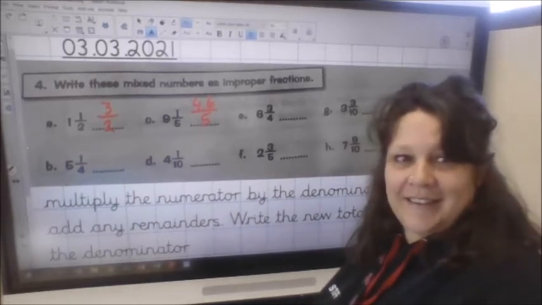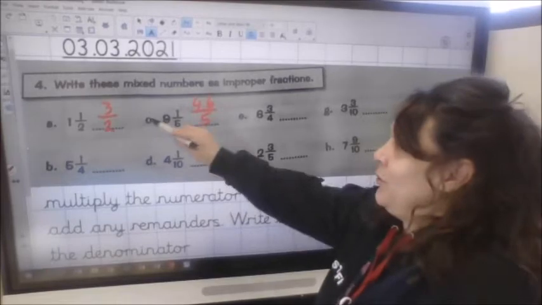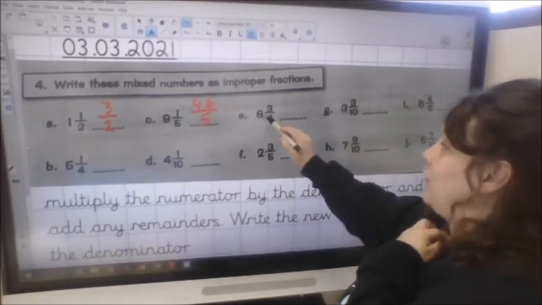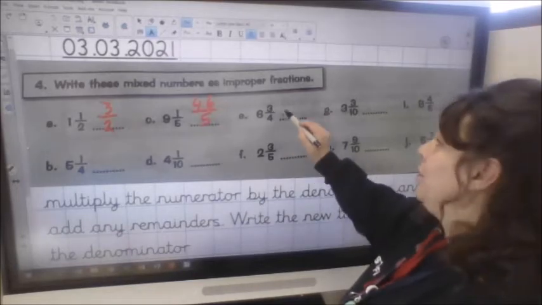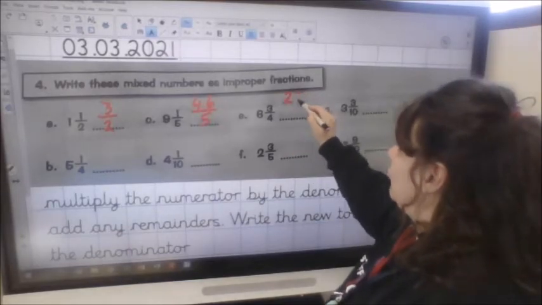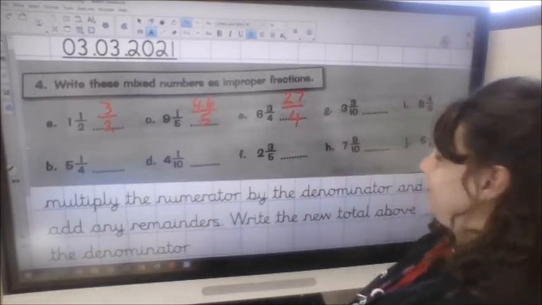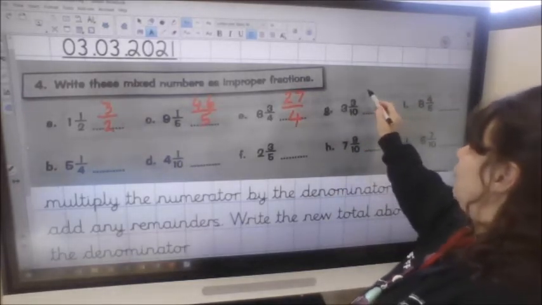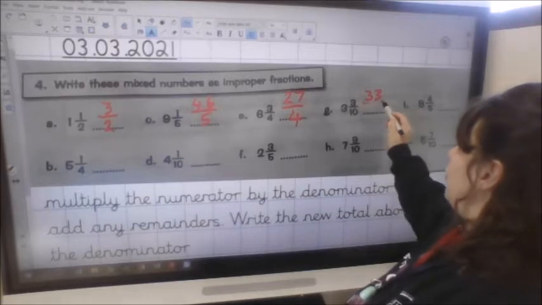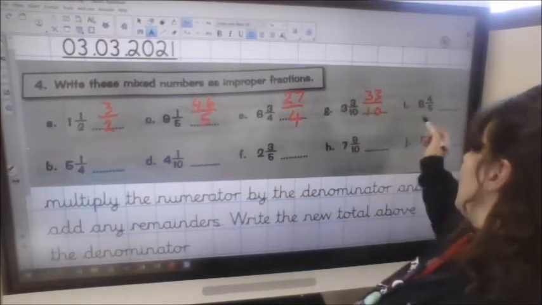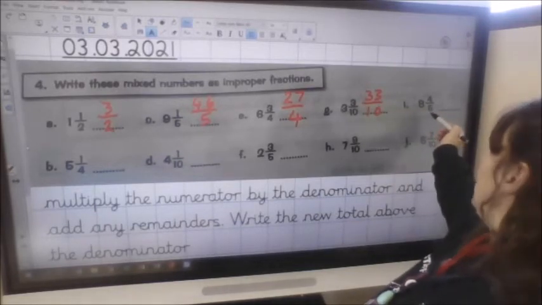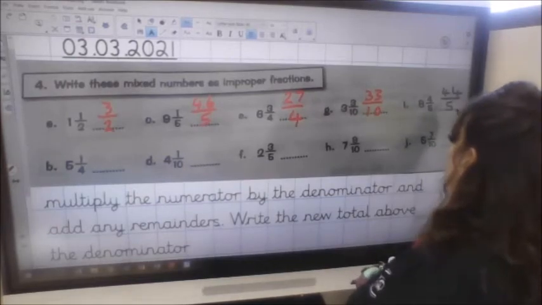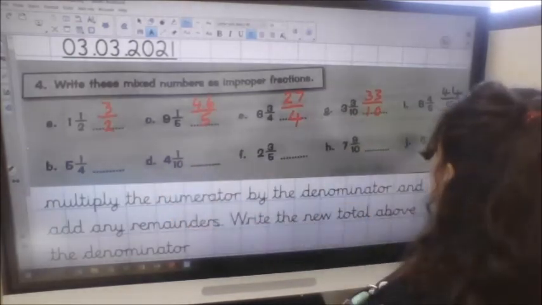Okay, Year 6, let's see how you got on. So we've done A and C. I'm going to carry on along this row here. So 6 fours are 24, plus 3 is 27. So I've got 27 over 4. Here, 3 times 10 is 30, plus 3 is 33. So I've got 33 tenths. Over here, 8 fives are 40, plus 4 is 44 over 5. Start this way and come back.